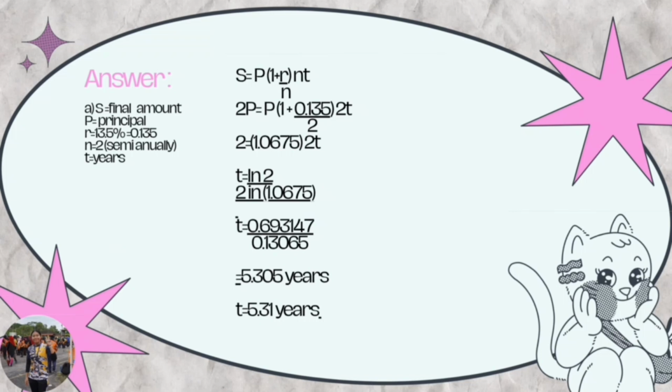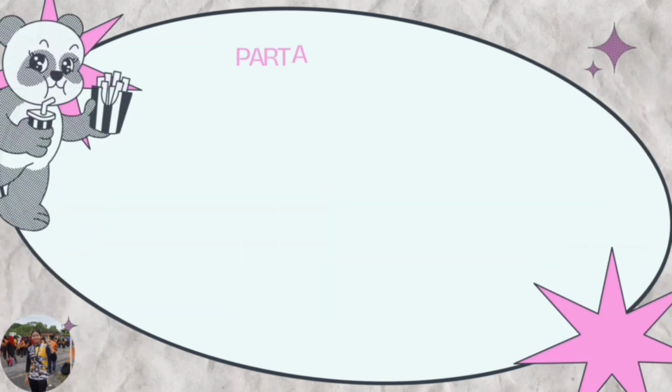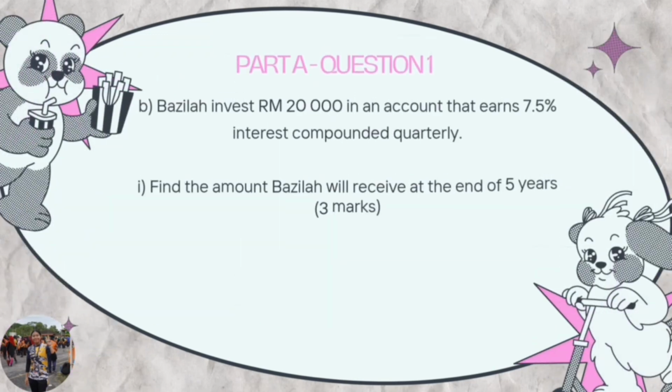We round to 2 decimal places: 5.31 years. Next, find the amount Zilha will receive at the end of 5 years.